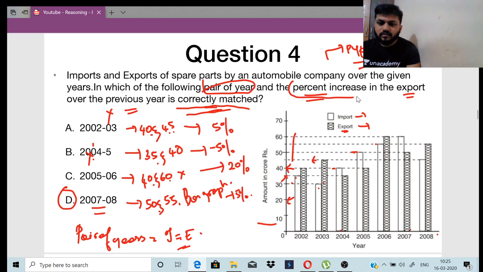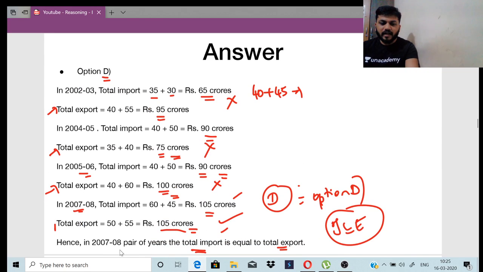Percentage increase, Baba, right? Percentage increase, the word pair of years is correctly matched. Okay, so don't get confused with this statement here, over the previous year. ठीक है, ये confuse मत हो जाओ, क्योंकि over the previous year ही दिया है, right? It is given as 2002 to 2003 only, right? Over the previous year. So pair of years is correctly matched. Okay, just take these two words together. Pair of years का मतलब है, right? Pair of years is the total import is equal to total export.